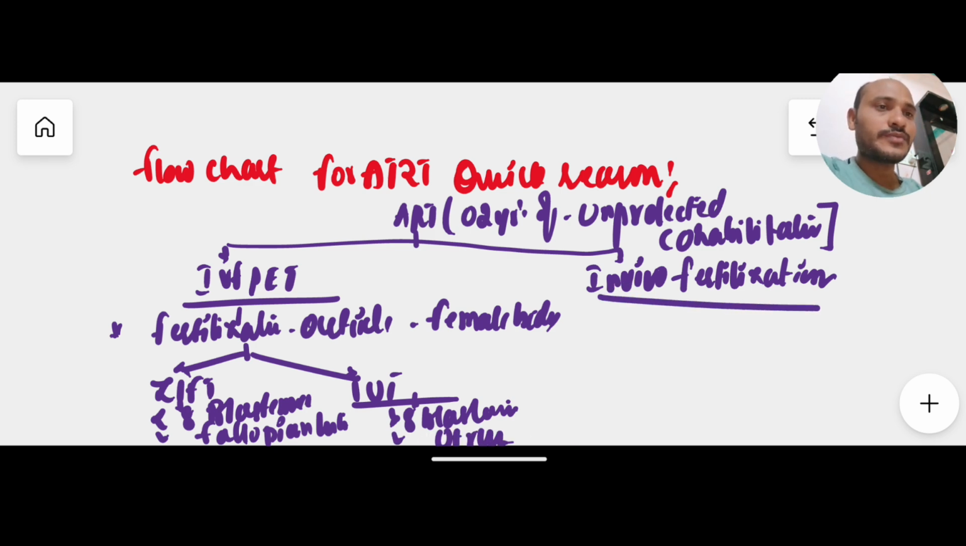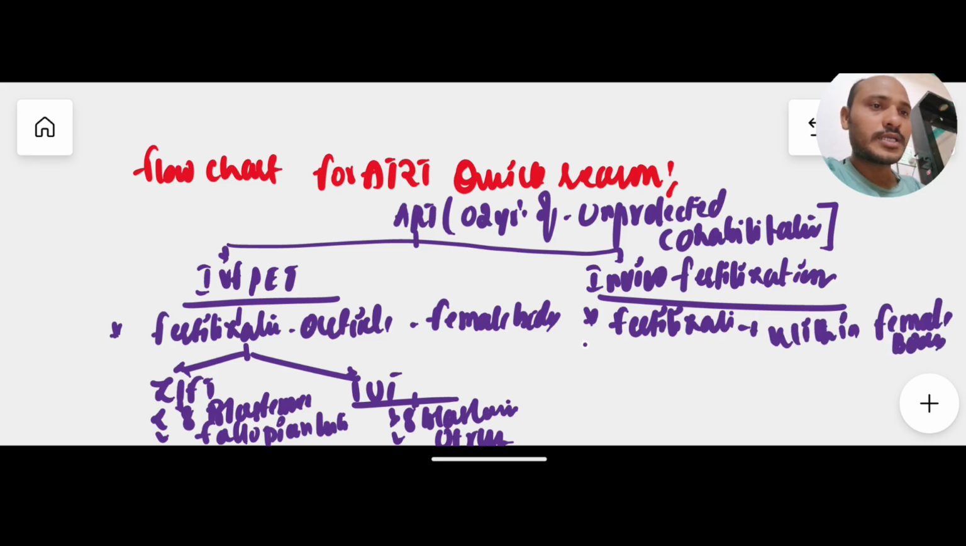Now coming to in vivo fertilization, in which fertilization or fusion of gametes occurs within the female body only. And in this method we have discussed several important methods, like the GIFT method. In the GIFT method, a gamete, especially the ovum, is collected from a donor and transferred into the fallopian tube of another female.